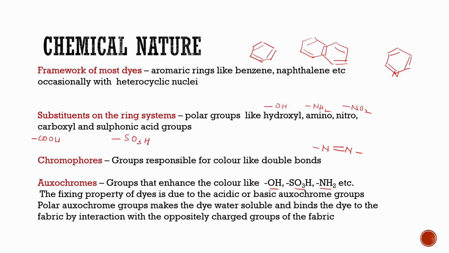Now polar oxochrome groups make the dye water soluble and bind to the dye fabric by interaction with oppositely charged groups of the fabric. So if the dye has positively charged polar groups, then it will interact with a negatively charged group in the fabric.